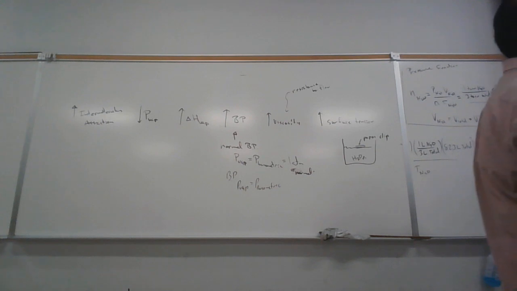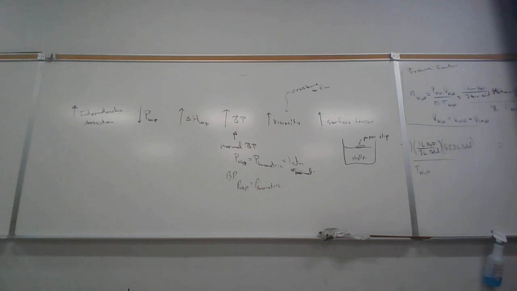So this is what's being shown here. Vapor pressure, vaporization, normal boiling point, and intermolecular attraction. If we have strong intermolecular attractions, then we expect low vapor pressure, high heat of vaporization, and high boiling point. If we have weak intermolecular attractions, then we expect high vapor pressure and low heat of vaporization and low boiling point. You don't need to know the numbers, you just need to know the trend.